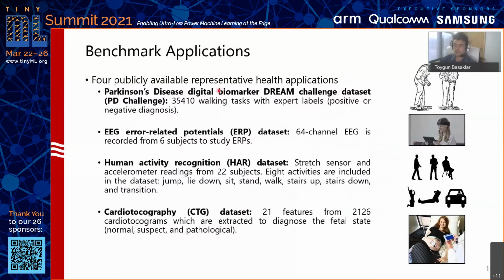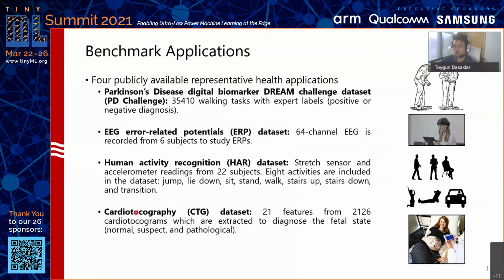We evaluate our approach on 4 publicly available representative health applications. The first one is the Parkinson's disease digital biomarker DREAM challenge dataset. It involves some walking tasks with expert labels that state whether the patient has Parkinson's disease or not. The second one is the EEG error-related potentials dataset, which provides 64-channel EEG recordings from 6 subjects to study error-related potentials. The third one is the human activity recognition dataset. It provides stretch sensor and accelerometer readings from 22 subjects while they are performing 8 activities.